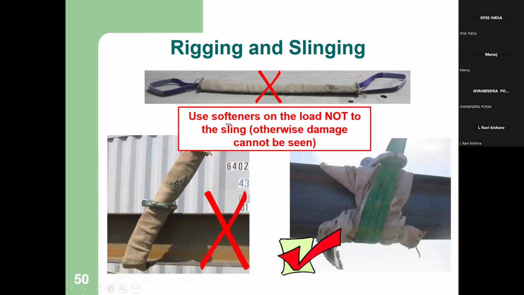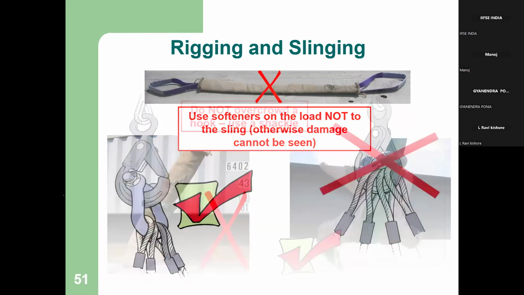Then here you can see, this is what in the previous section I have told you, the rigging equipment should have a soft padding for the protection of the slings.